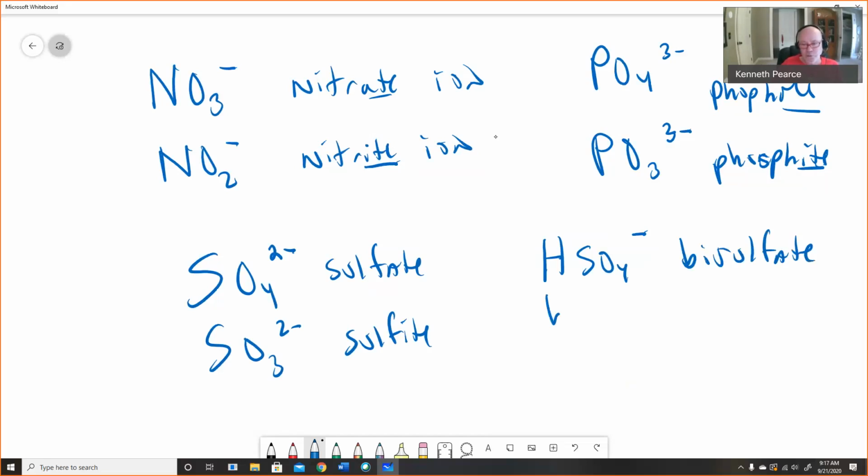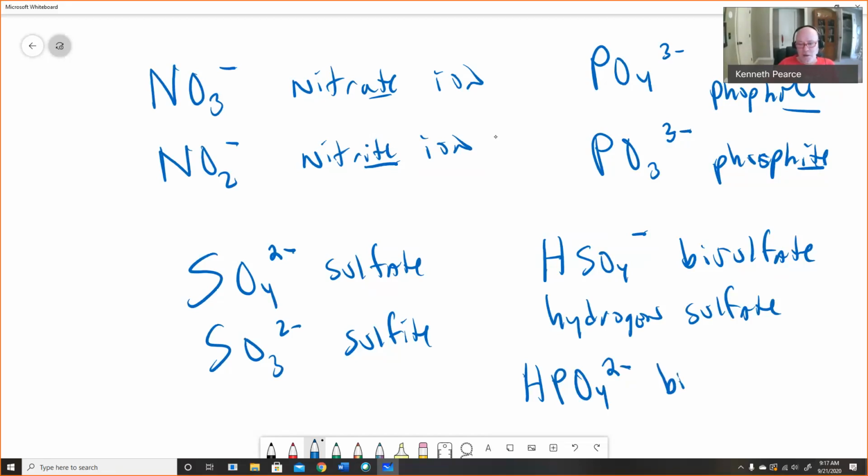And you can also call this hydrogen sulfate. Bisulfate is an older name, but it's still very commonly used. Hydrogen sulfate is actually the preferred newer way, but you'll see it both ways. And so you can have this right here, and this becomes biphosphate or hydrogen phosphate, either way. And it's got an -ate on the end.